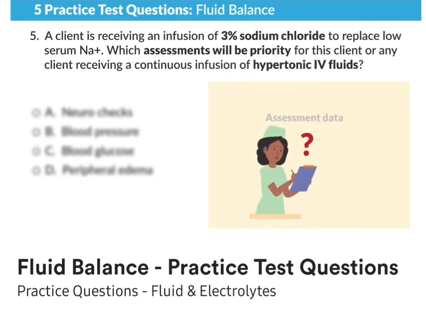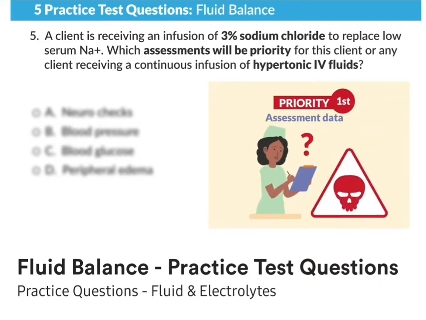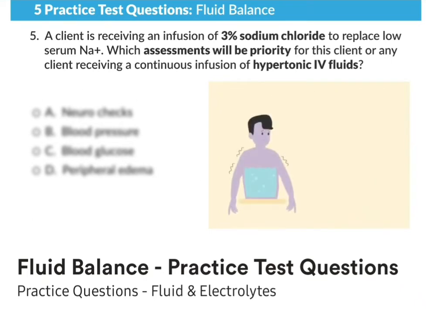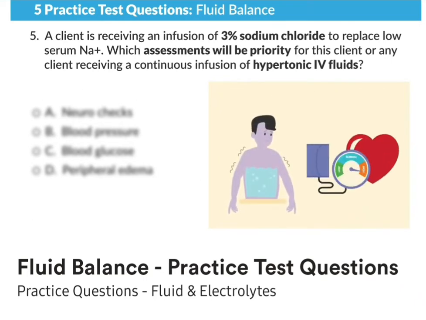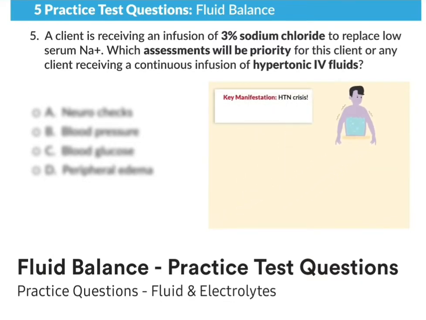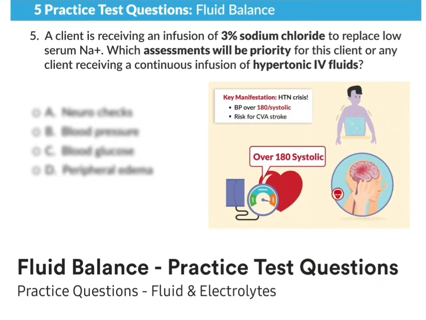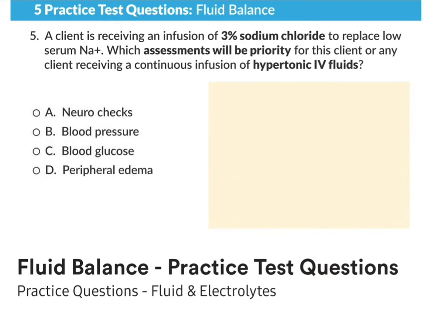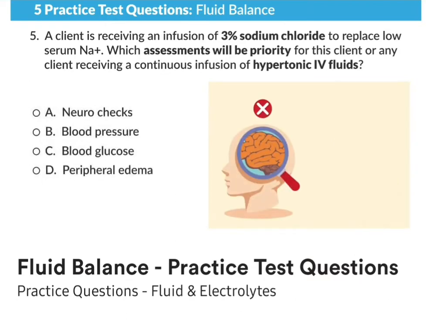Now, the question is asking which assessments will be priority. Again, when you see priority questions, just think what kills this client the fastest? Well, in fluid volume overload, a very high blood pressure will kill the patient. So monitor blood pressure. The key manifestation is hypertension crisis. Remember, a blood pressure over 180 systolic, huge risk for a CVA stroke, as all that pressure pounds against those tiny little blood vessels within the brain. So option A would be incorrect. Neurochecks.